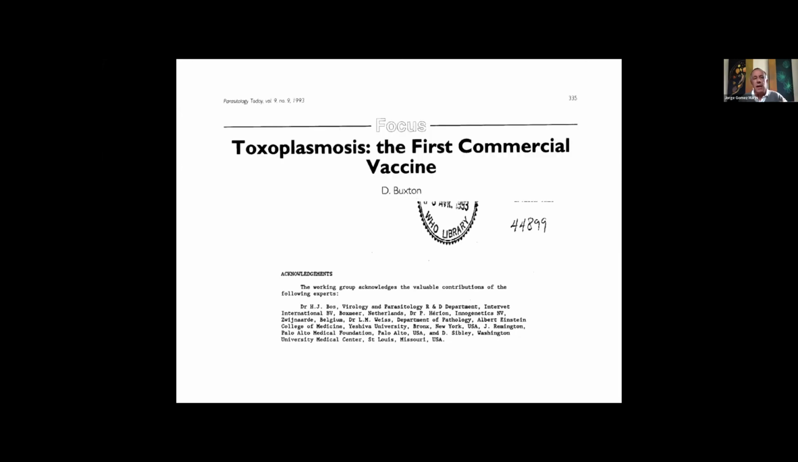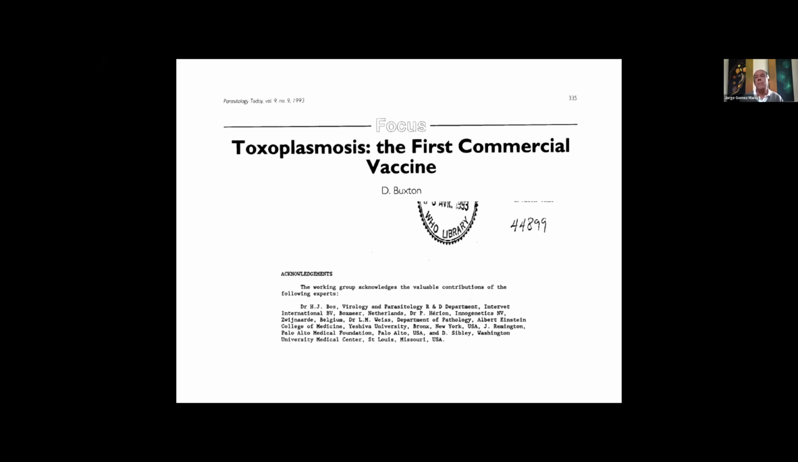The first meeting of the World Health Organization was in '92. But you can see here some big names in Toxoplasma, like Jack Remington, but also David Sibley was there, and Louis Weiss, for instance. And the next year, we see here appear the first commercial vaccine.